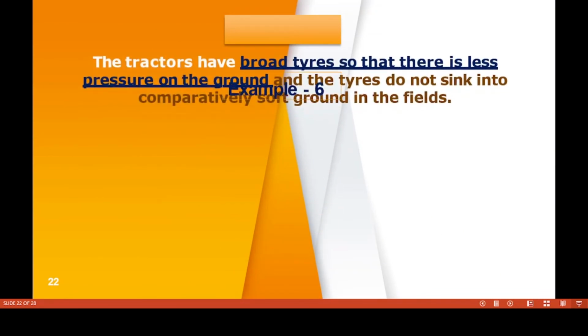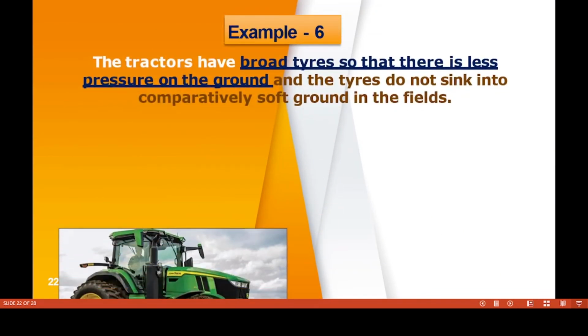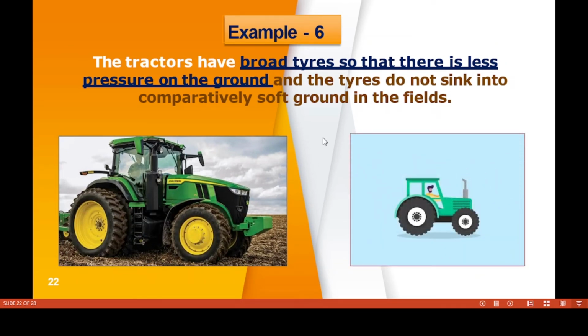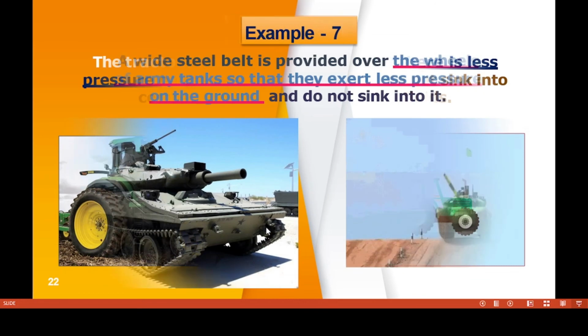Yes, from this we understood about the pressure and then applications of pressure. Have you seen these, children? Tractors. Yes, farmers use these tractors. The tractors have broad tires. These tires are very broad, so there is less pressure on the ground. So the tires do not sink into the comparatively soft ground in the field. So this is also an application of pressure.